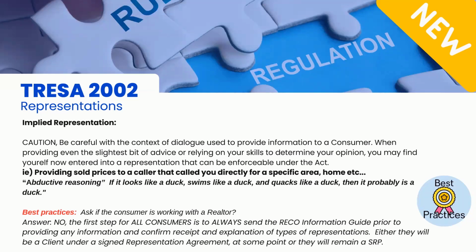Best practice: always ask if this consumer is working with a realtor. If the answer is no, the first step for all consumers is to send the RECO information guide prior to providing any information, and confirm receipt and explanations of types of representation. Either they will be a client signed under a representation agreement, or they will be a self-represented party.